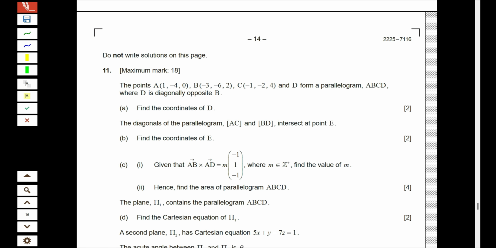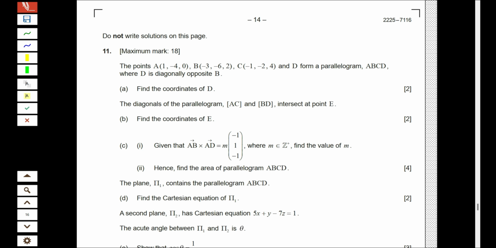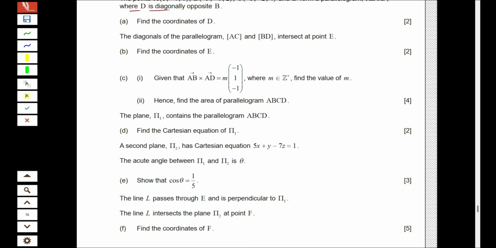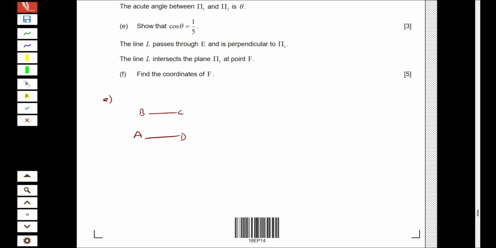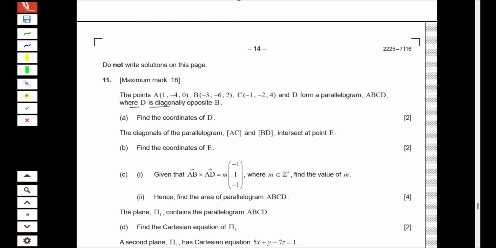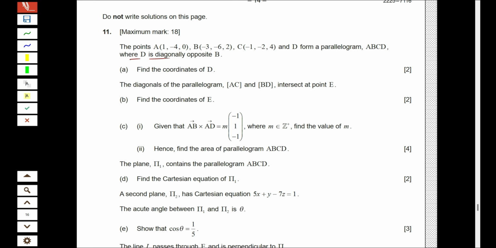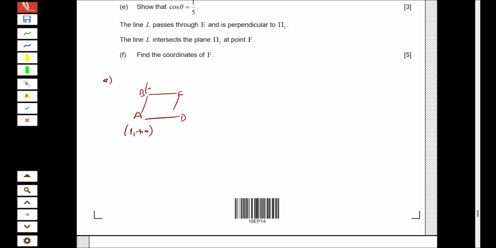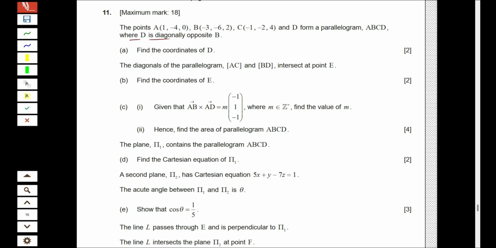Question 11. The points A, B, C, D form a parallelogram ABCD, where D is diagonally opposite B. Find the coordinates of D. If you look at this parallelogram and D is diagonally opposite B, you can just place D and B in here, and A and C. This is going to be the parallelogram. I know the point A is (1, -4, 0), and the point B is (-3, -6, 2), and the point C is (-1, -2, 4).